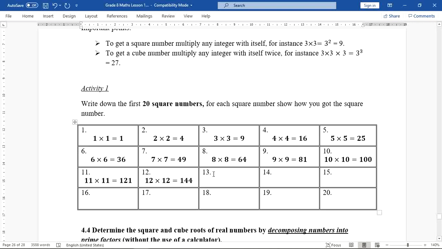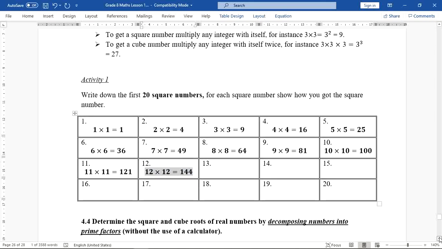So that's 13 times 13, and then you write down the answer, 14 times 14. Please do it the same way I've done it, like this. I want you to do it this way: 12 times 12, 144, 13 times 13, 14 times 14, up to 20 times 20. Whether you draw the table like this or just list them down, please take a picture and share with me on WhatsApp.